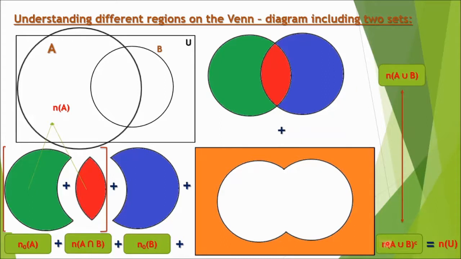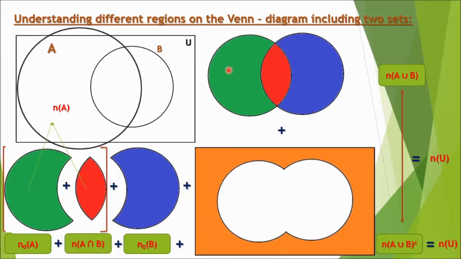n(A union B) and n(A union B complement), then we are going to get another formula for the whole universal set n(U). So there is one more formula for n(U), that is n(A union B) plus n(A union B complement) is the formula for n(U).